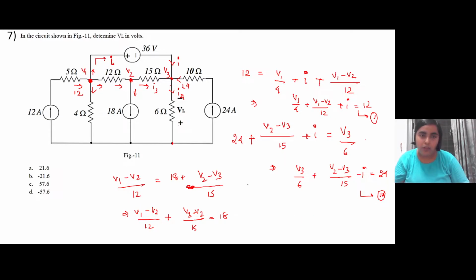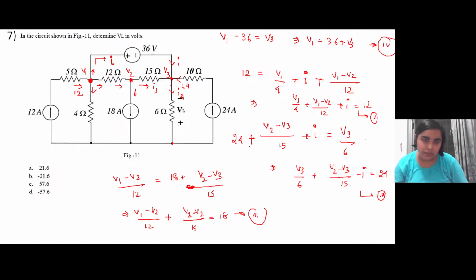So basically now you have three equations, but there are four unknowns: V1, V2, V3 and I. So how will you get the fourth equation? Now you see this 36-volt battery is connected across V1 and V3, right? So basically V1 minus 36 will be equal to V3. So you have the third equation, V1 equal to 36 plus V3. Sorry, this is the third equation and this is the fourth equation. So now you have four unknowns and four equations. So you can solve for V1, V2, V3 and I.